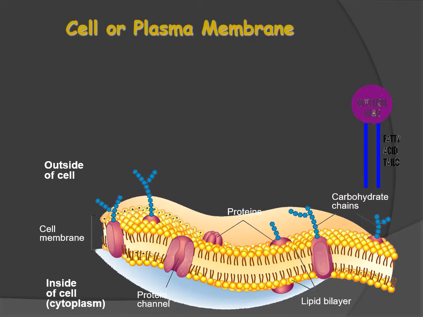Okay, so we're going to start with the plasma membrane. It's a boundary. It is a living layer. Remember, we talked about boundaries being a characteristic of life. It separates internal and external environments. It is a double layer of phospholipid.